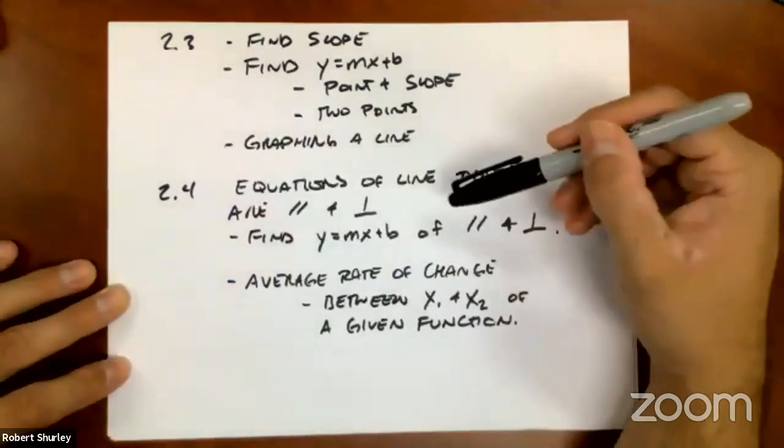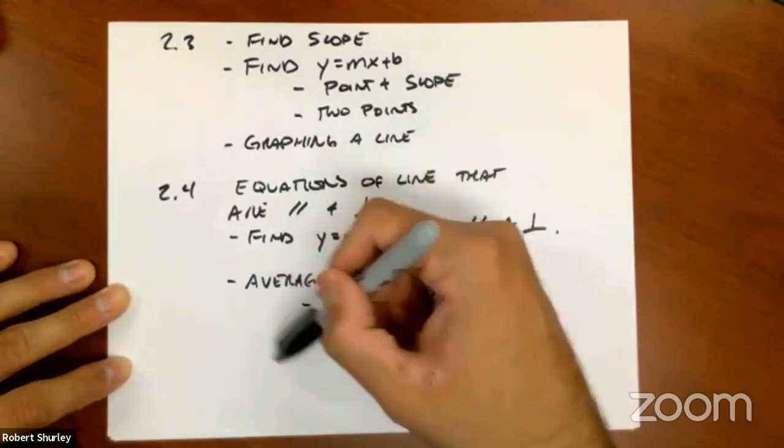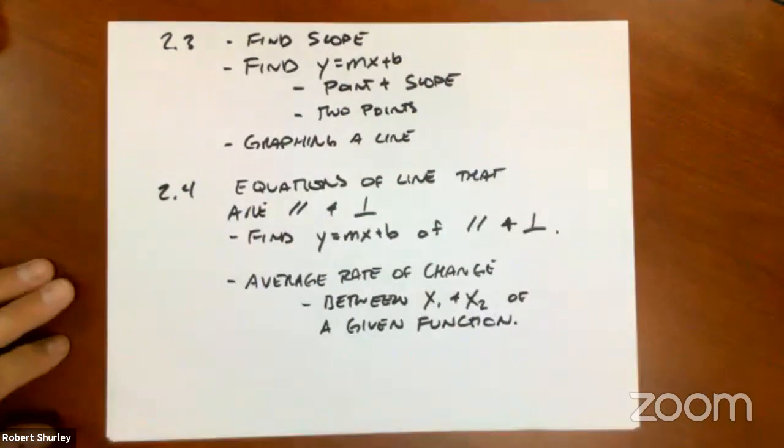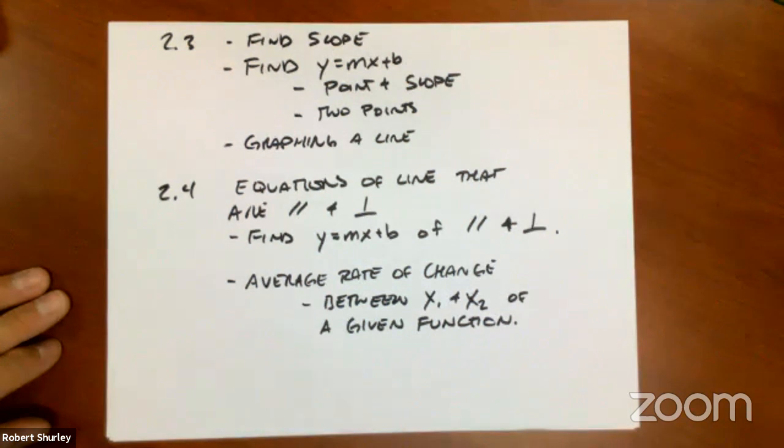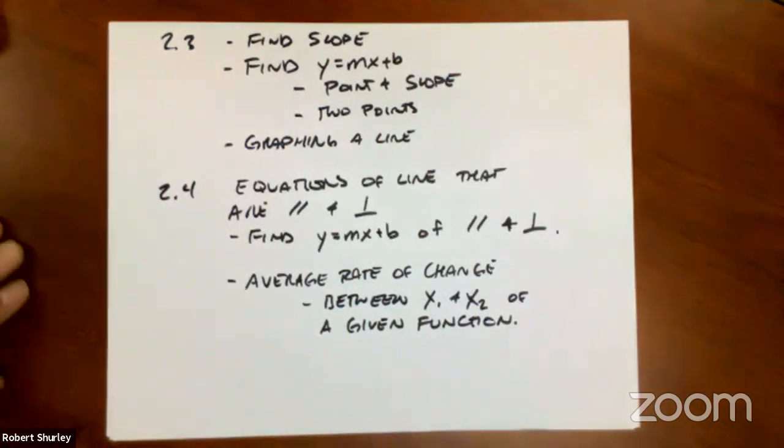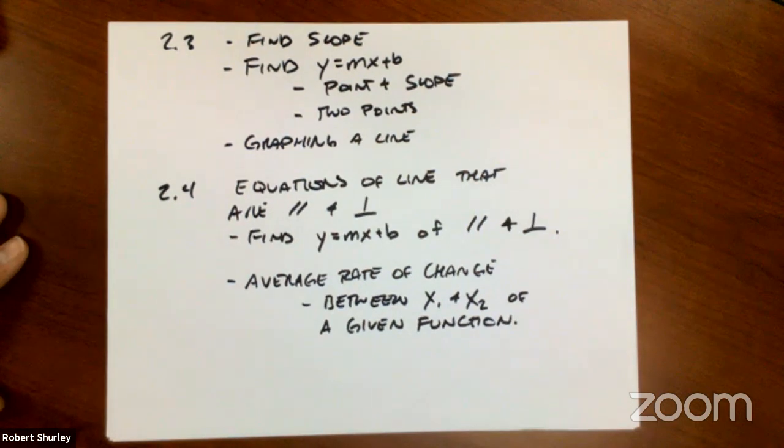And a lot of it should be reviewed. The only new thing that you might not have seen before, I assume, is average rate of change, if you haven't had a pre-cal or a calculus class. Questions? I don't mind fielding any questions at all.